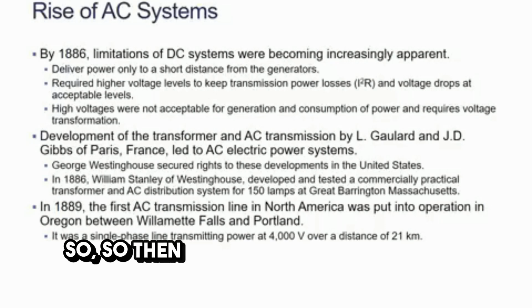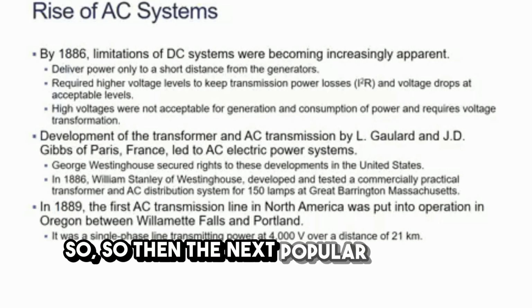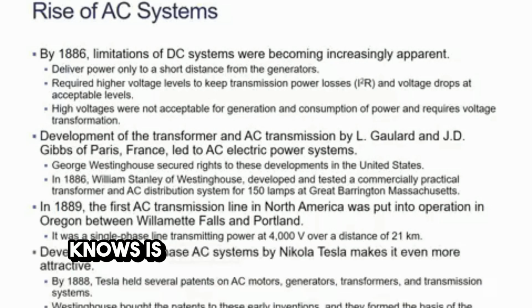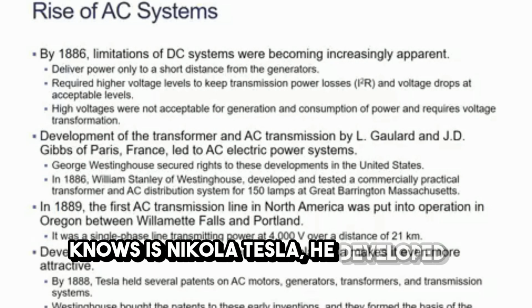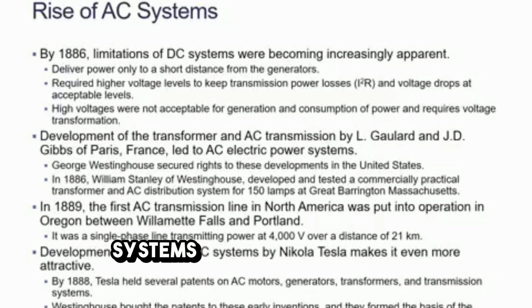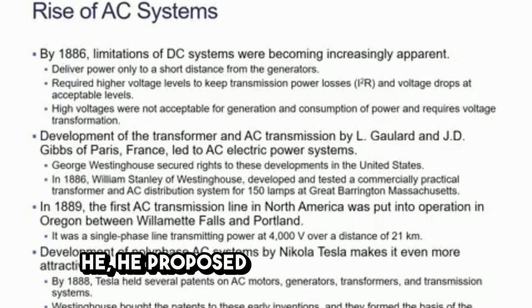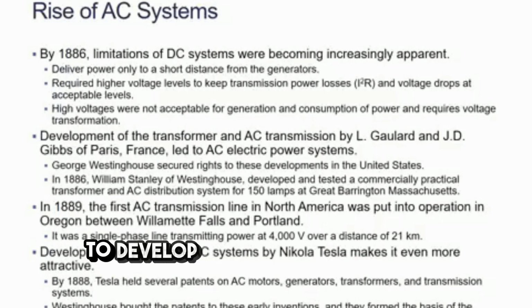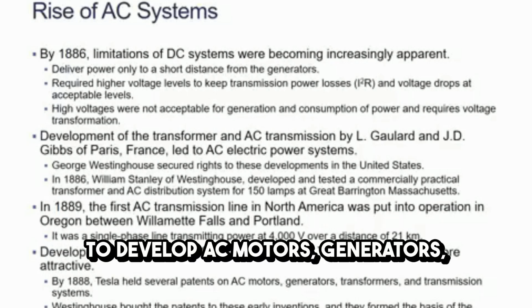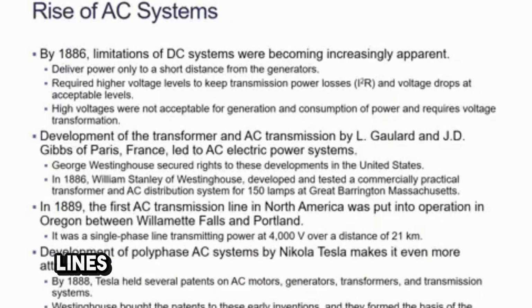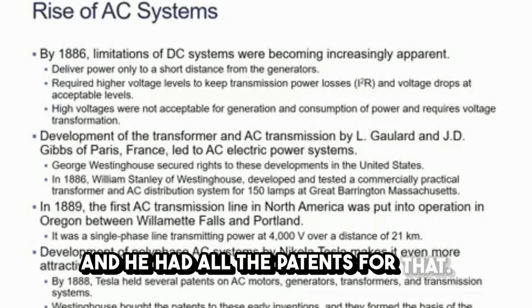So then the next popular scientist, which everyone knows, is Nikola Tesla. He developed polyphase AC systems, which have a lot of advantages. He proposed an idea in 1888 to develop AC motors, generators, transformers, and transmission lines, and the complete system. And he had all the patents for that.